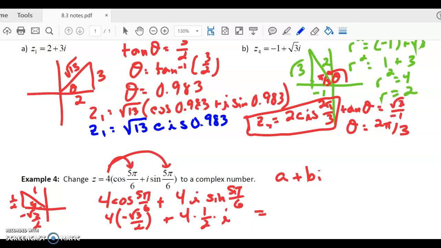So our final answer would be negative 2 square root 3 plus 2i. That concludes our lesson for today. Good luck on your homework.